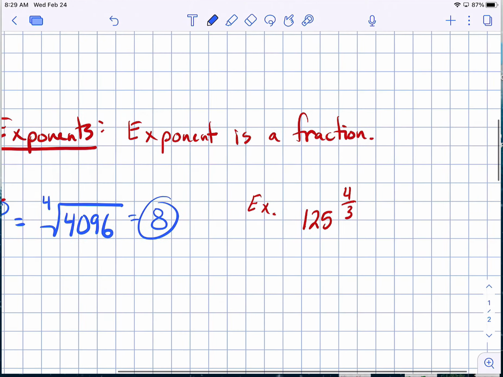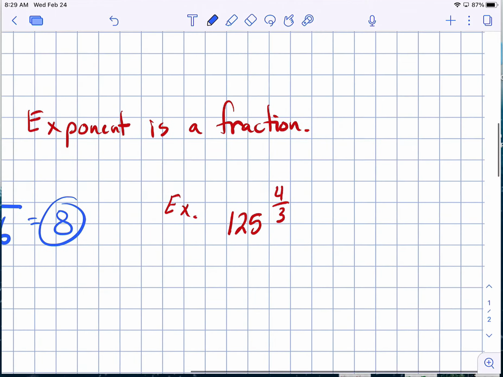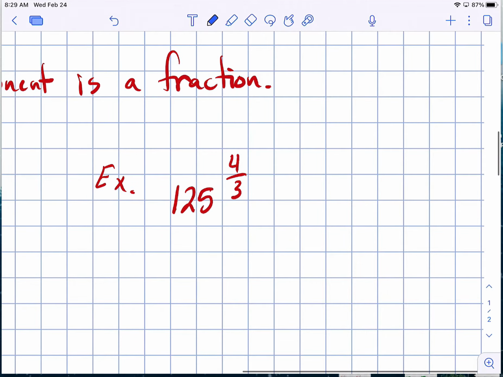All right, so the next one, a little bit different still, a little more difficult. This is 125 to the 4/3 power. Now, to do this, to leave it as 4/3, that is really weird and difficult. So here's what we do, okay? We change this, or I guess what I should say, we expand this. We're going to expand this number a little bit so that we can work with it a little bit easier and use our calculator to help us out. Here's how these always go.